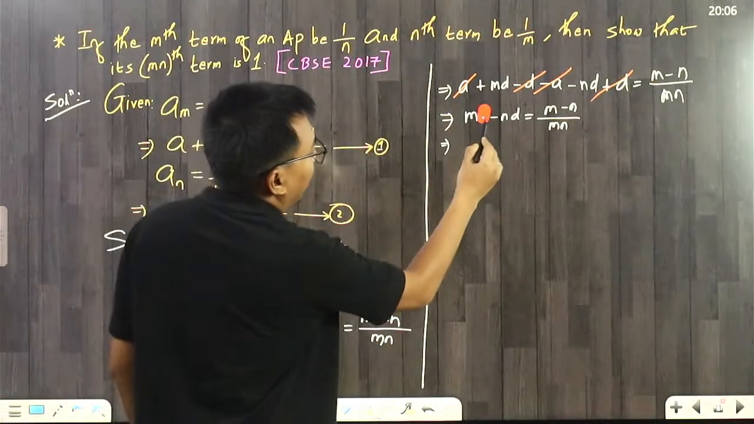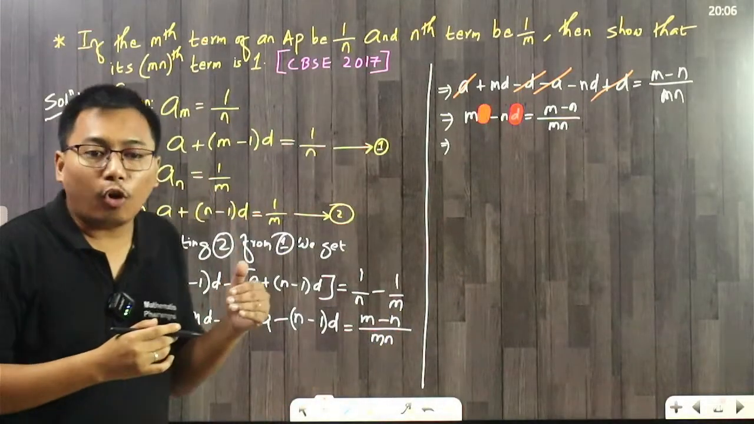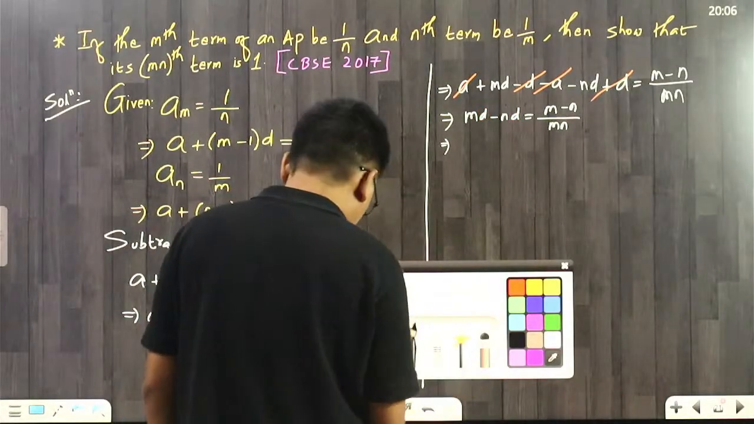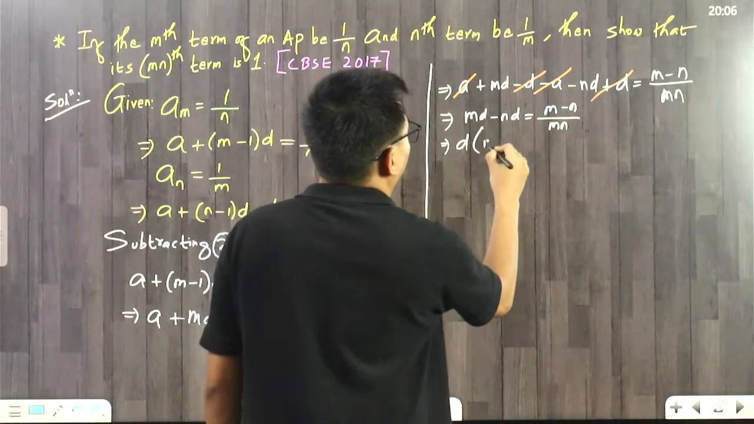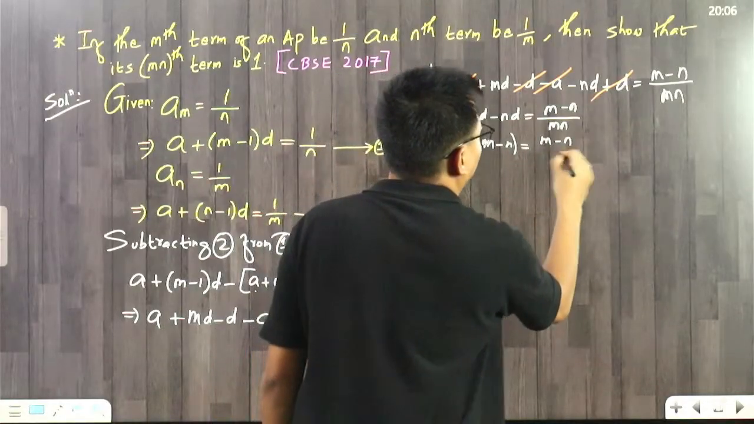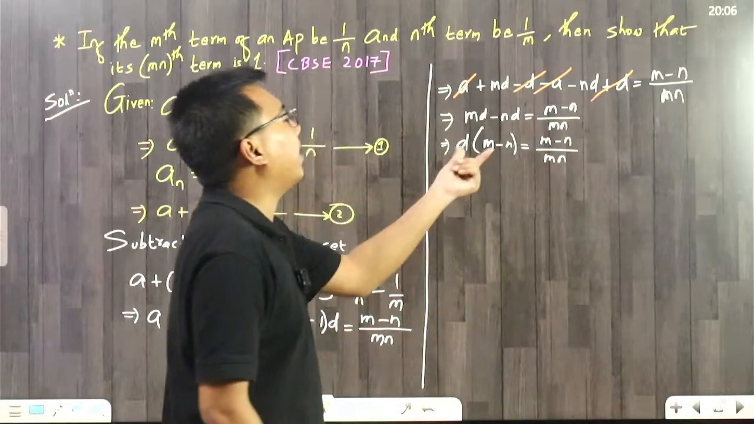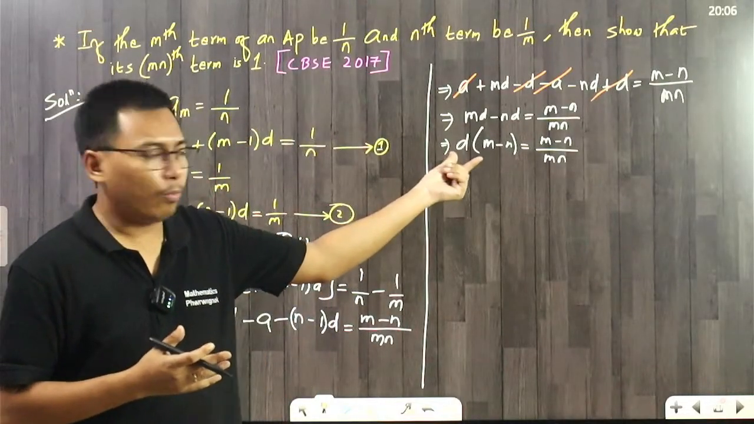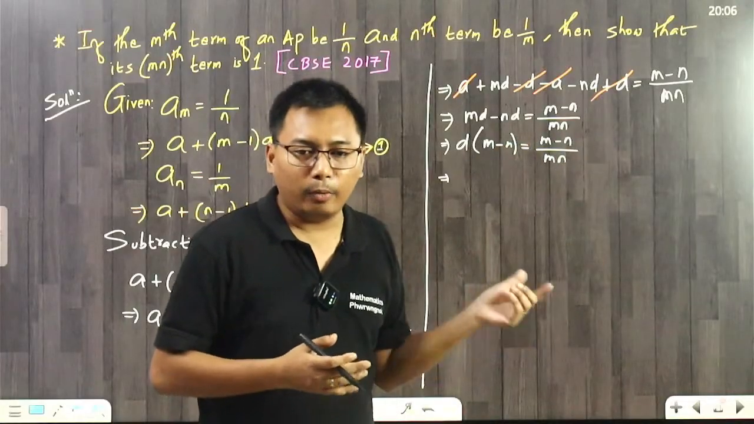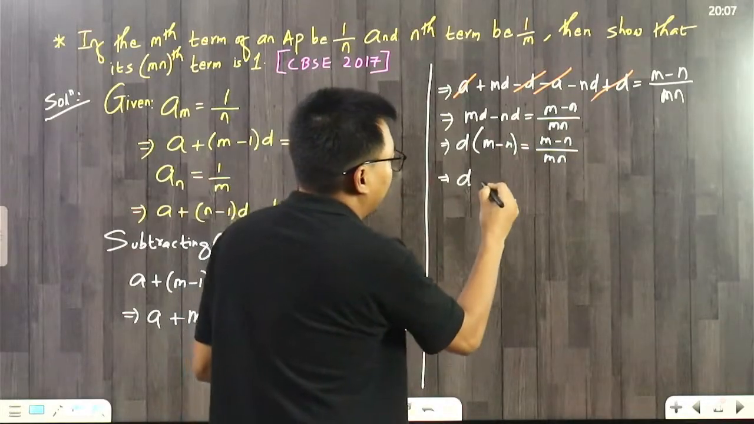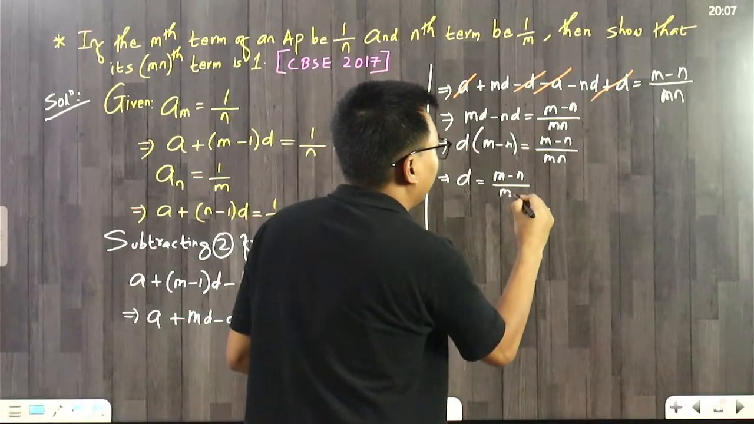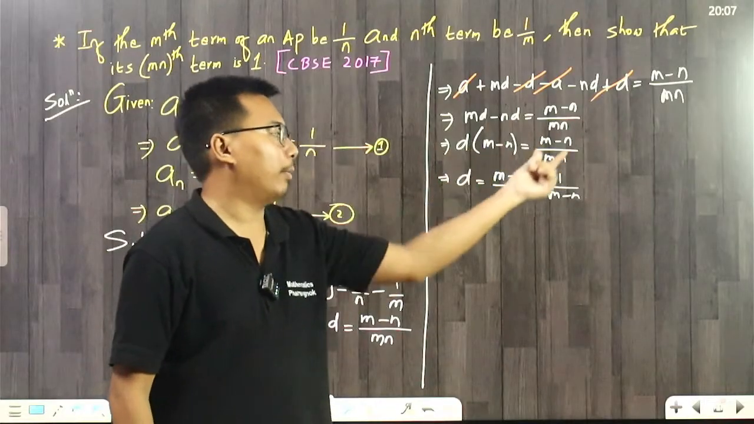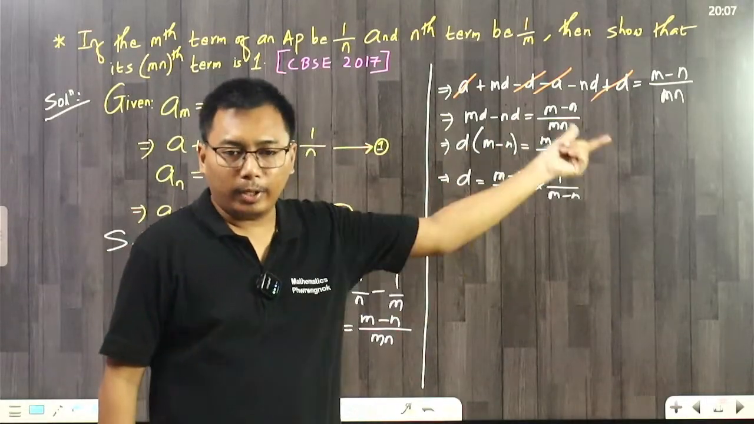Now what do we have in common here? Here we have d, here we have d, so can we take d common? Yes, we can. So we take d common, we get d times m minus n is equal to m minus n by mn. Now this m minus n doesn't want to stay with d, it wants to go towards the right hand side with its fellows. When it goes to the right hand side, we get the reciprocal.